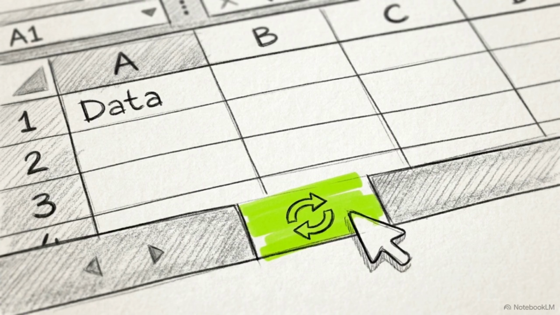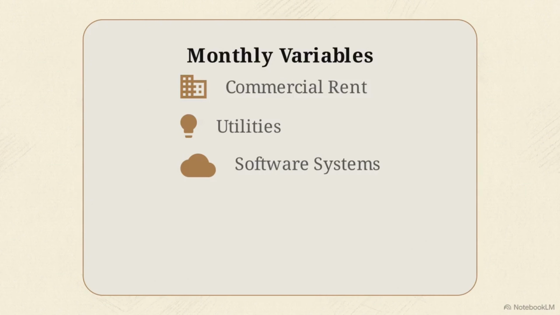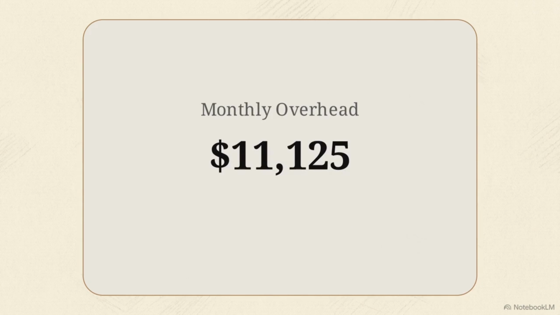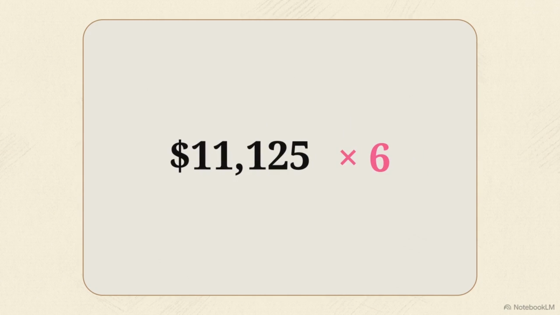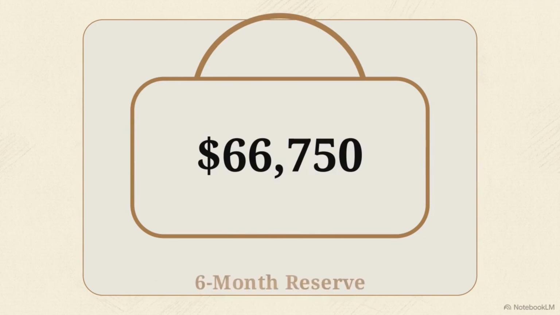Now that we've estimated your one-time capital costs, we need to model your recurring monthly operations. Click over to the Operational Cash Flow tab. Here, you will list the mandatory variables that keep your doors open: commercial rent, utilities, software, salon supplies, and your instructor salaries. This dashboard shows how these standard categories compile into a baseline. For a typical beauty school, these aggregate into a monthly overhead of $11,125. Multiply that total by 6 and lock it away.